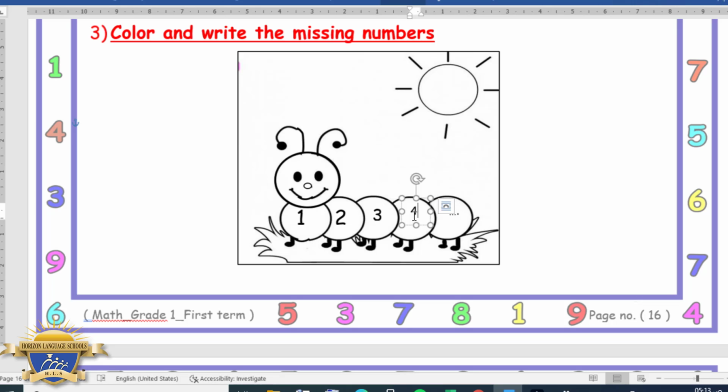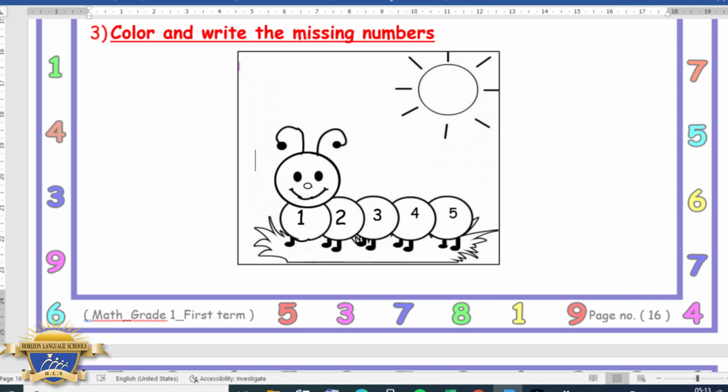4. Then after 4 is 5. Yes, that's right. Let's complete.